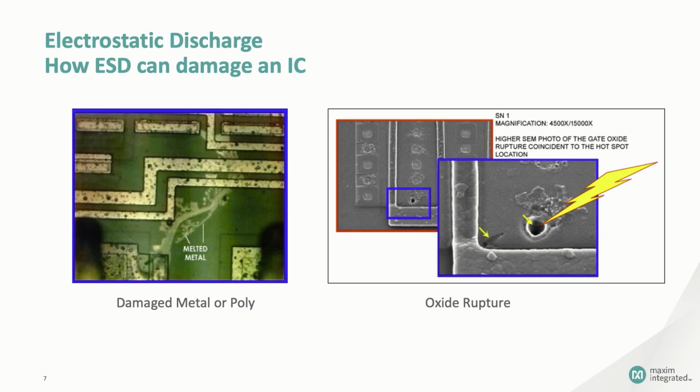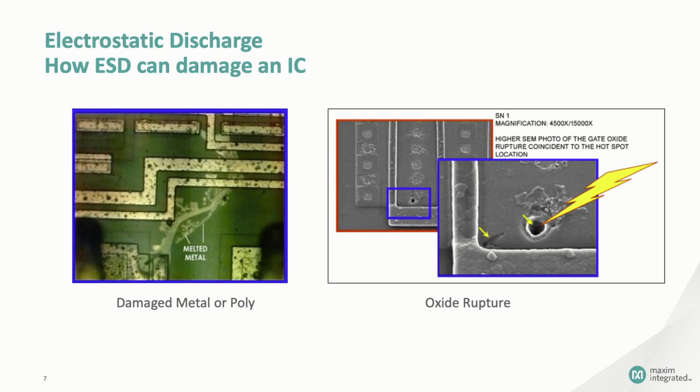The second failure path is called punch-through. It's when the gate oxide melts along with parts of the metal gate, and the molten metal and glass short the connection between the gate and the conduction channel of the MOS transistor. Effectively, the transistor can no longer switch, and once again the device stops working.